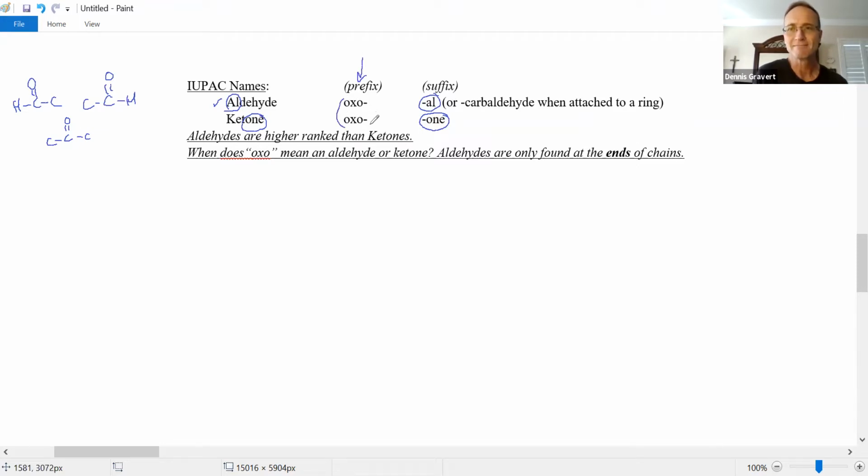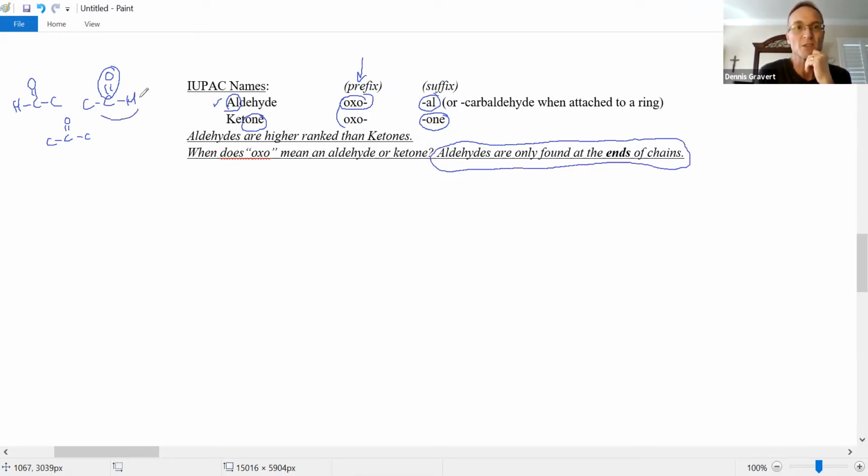Wait, for both? Yeah. What? Well, if you see an oxo prefix in a name, how do you know whether it's an aldehyde or a ketone? Well, after you start drawing it, you'll figure it out. The oxo group refers to the oxygen double bond. And if it's in a prefix, there has to be a number in front of it. Say, where is that oxygen double bond group?